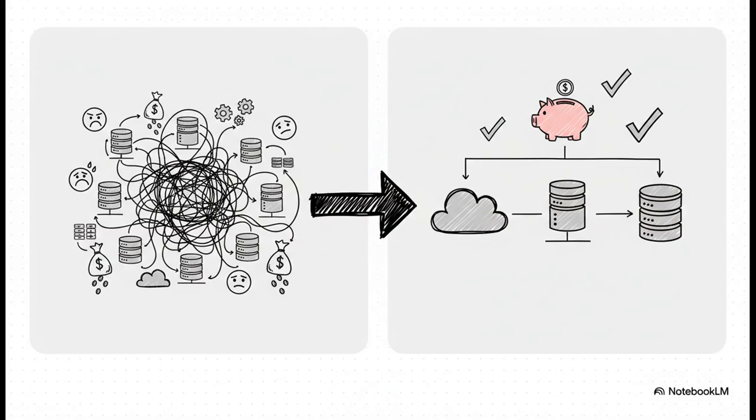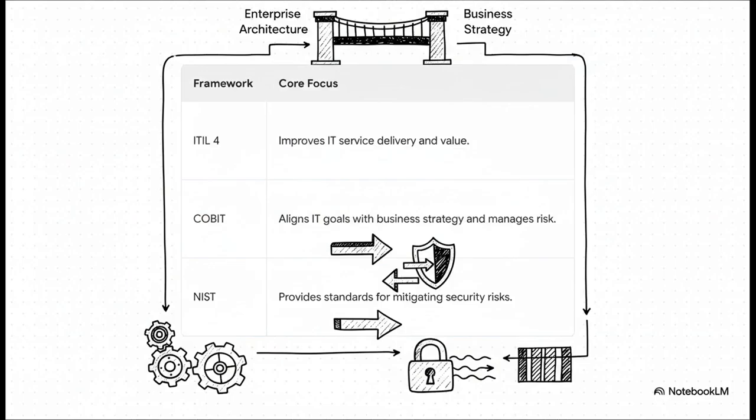It's a no-brainer. Now, the good news is you don't have to invent all these management strategies from scratch. There are well-established frameworks out there to guide you. You've got ITIL4, which is all about delivering IT as a top-notch service. There's COBIT, which helps align your IT goals with business strategy and manage risk. And of course, NIST provides the gold standard for managing cybersecurity risks. These are basically the playbooks for running a professional IT shop.